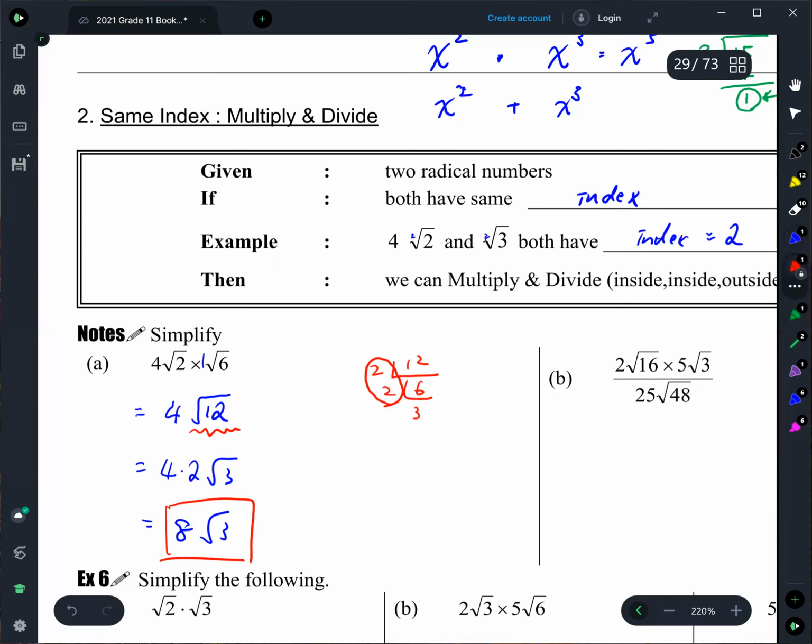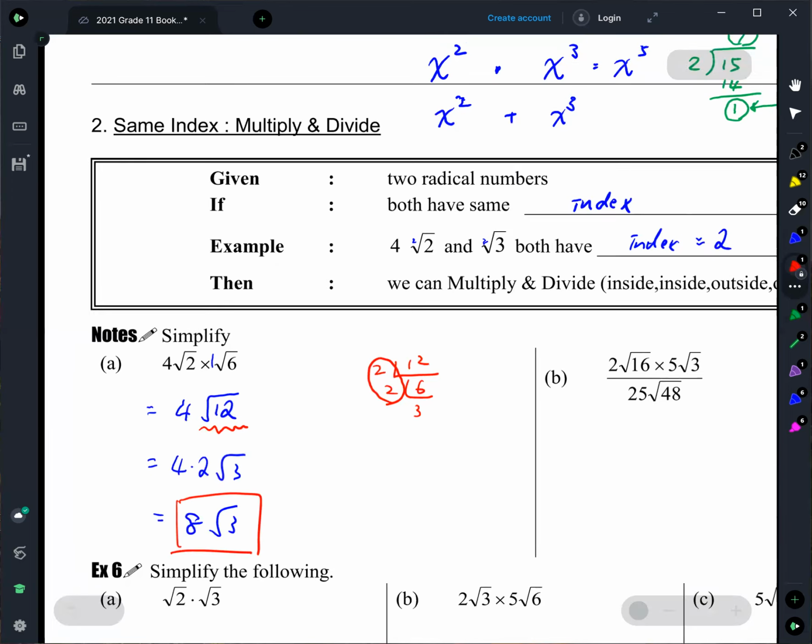So don't just stop right after you multiply. Keep on checking, see if you can simplify anything, right? Take anything out.